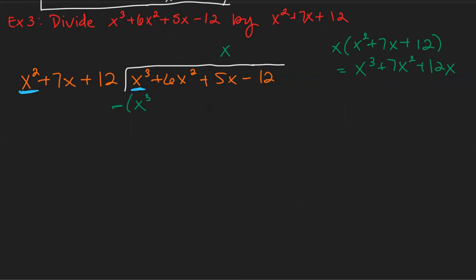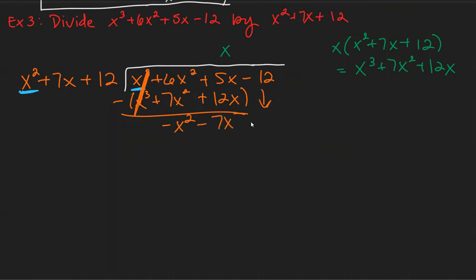X cubed, oh, let me keep that as orange, just to be consistent. Minus x cubed plus 7x squared plus 12x. Okay, so what do we get when we chop that off? This goes away, like you know. 6x squared minus 7x squared, that's negative x squared. 5x minus 12x, that's negative 7x. Bring down the negative 12.